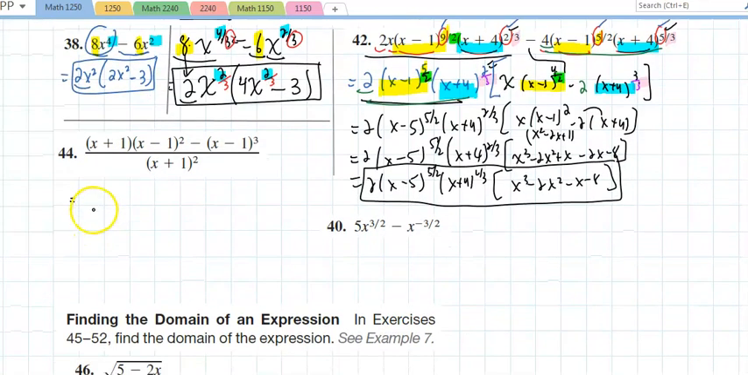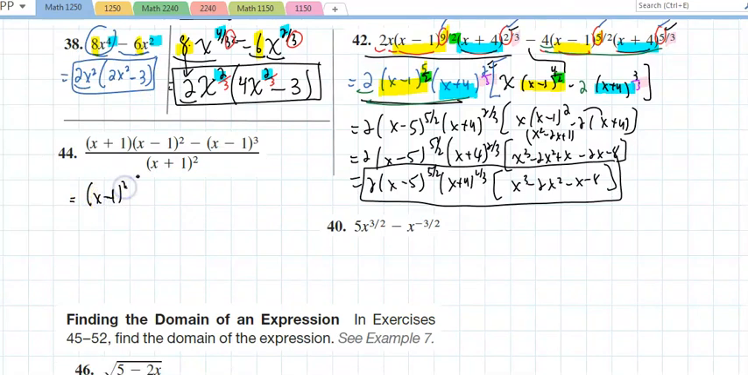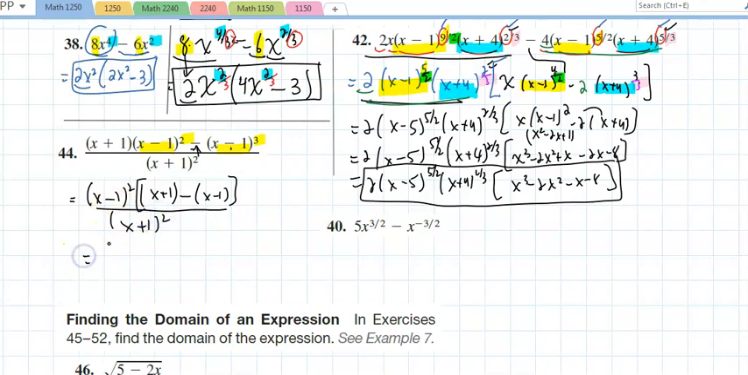I could look at the top and say, I'm going to factor out an x minus 1 squared. I noticed that this is common in both, and I'm going to take the smaller power, which is a 2. And that's going to leave me with x plus 1 minus, and that will be x minus 1, divided by x plus 1 squared. And all I have to do is clean that bracket and I'm done. It looks a lot worse than it is.